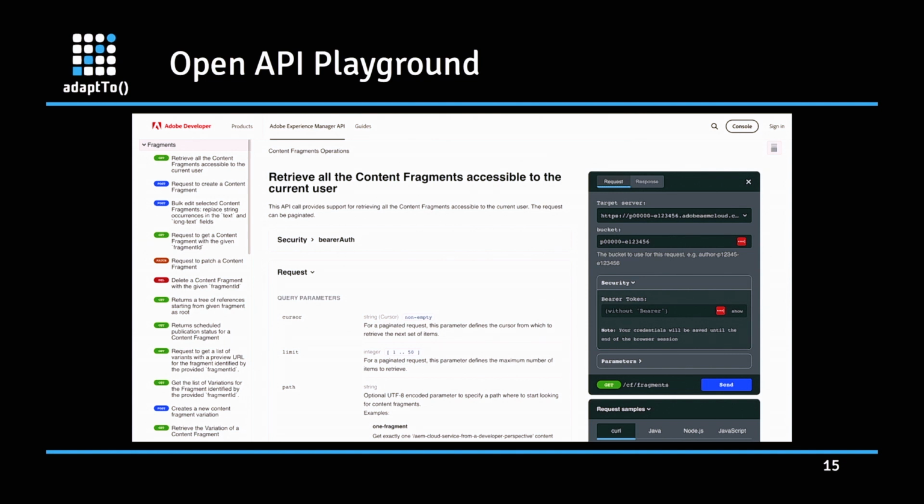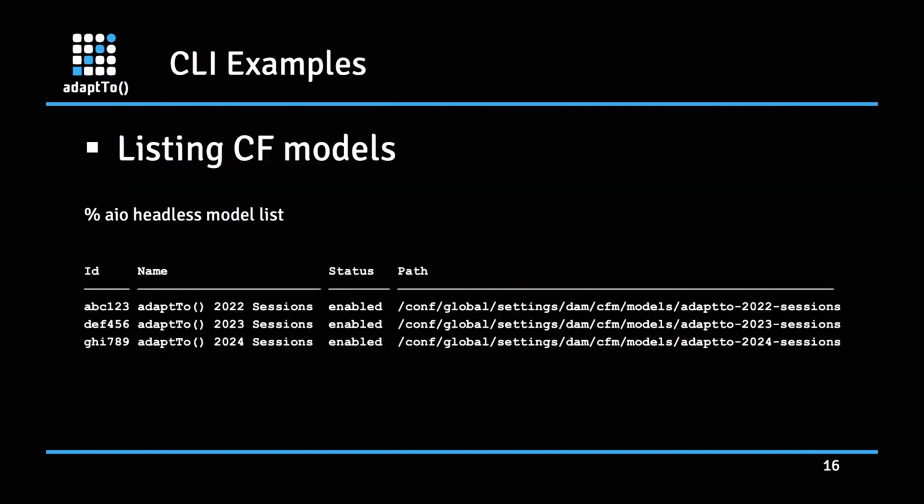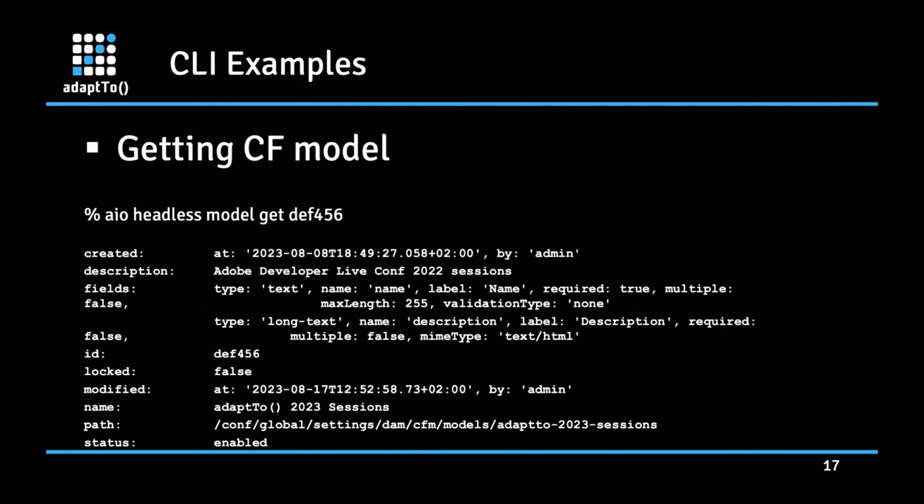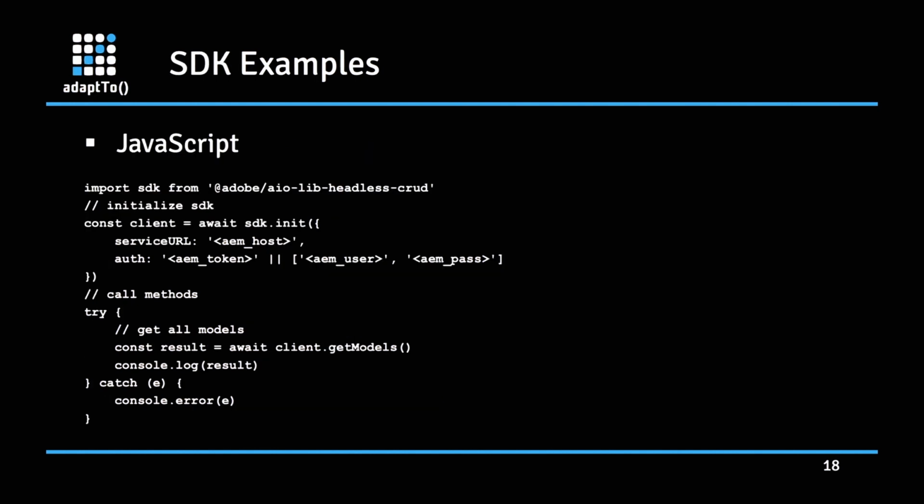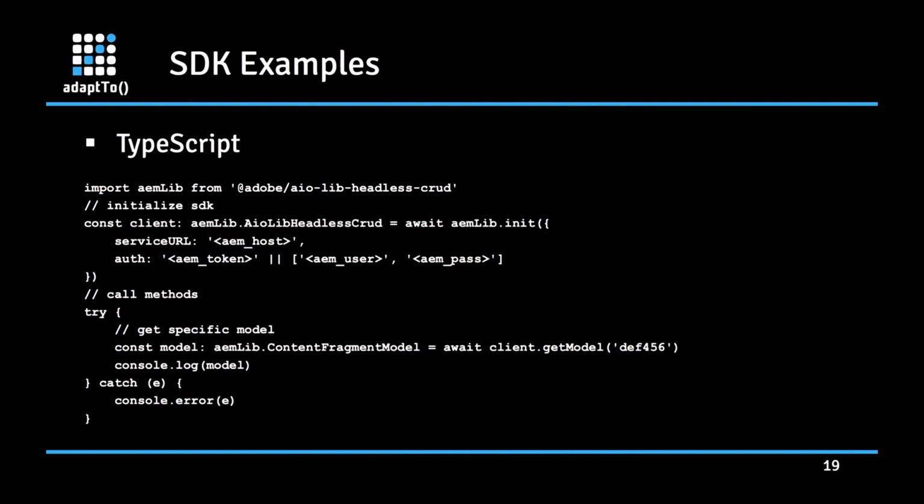First of all, we have the open API playground and the docs, which as a developer you want to use to understand what is inside the API and how to use it. And then here are a few examples using the CLI to, for example, list all the models that you have in AEM, or get the model metadata from AEM, or using the SDK to automate your backend tasks. I have one example in JavaScript, and another one in TypeScript if you are more of a Java kind of developer.